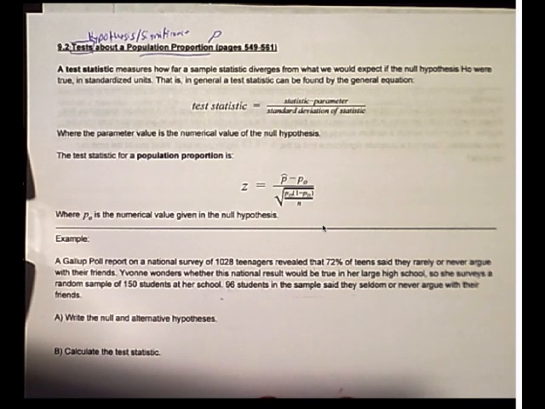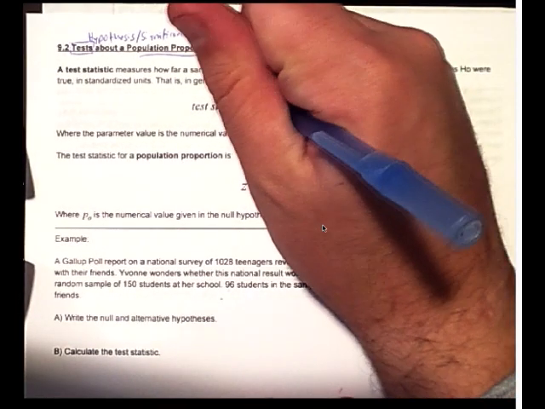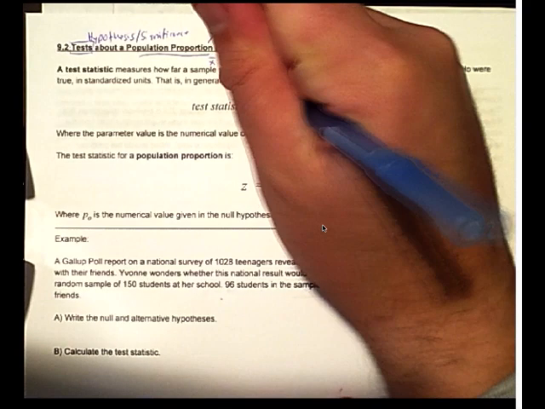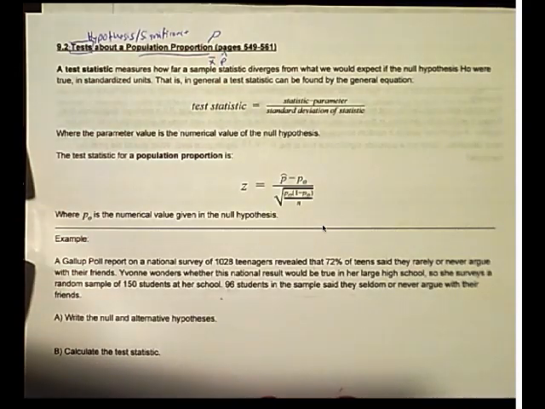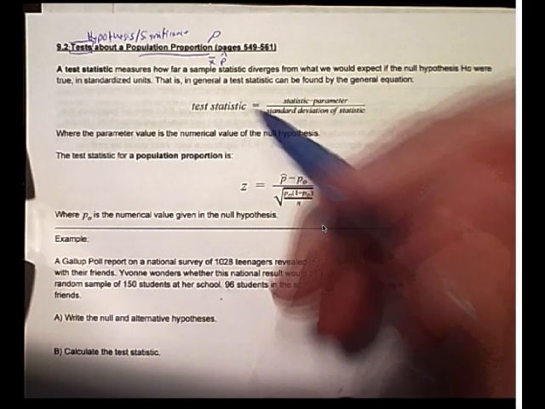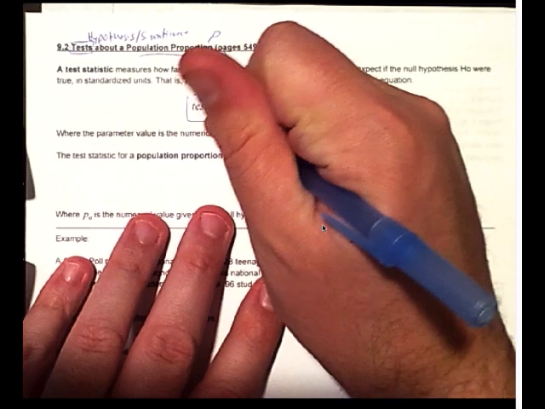It says a test statistic measures how far a sample statistic, okay, so that's either an X bar or a P hat, diverges from what we would expect if the null hypothesis H0 were true, in standardized units. That is, in general, a test statistic can be found by the general equation right here.